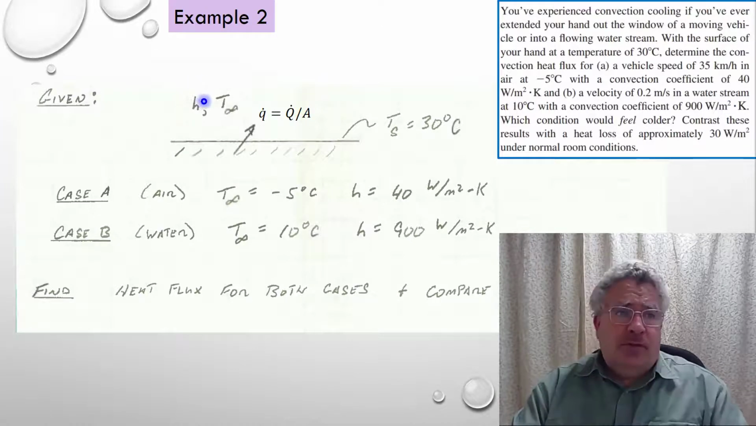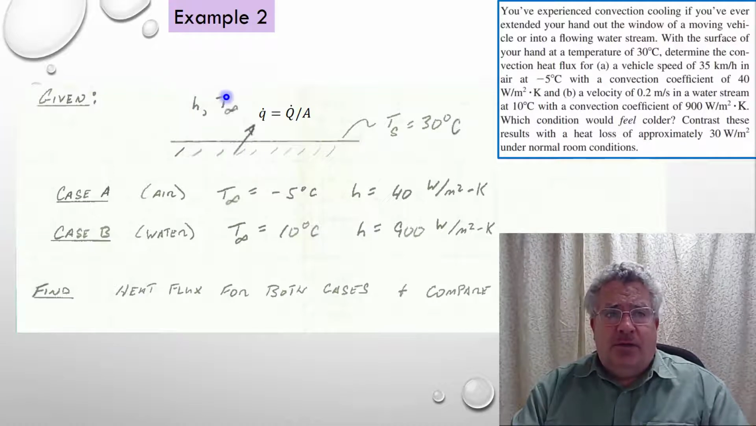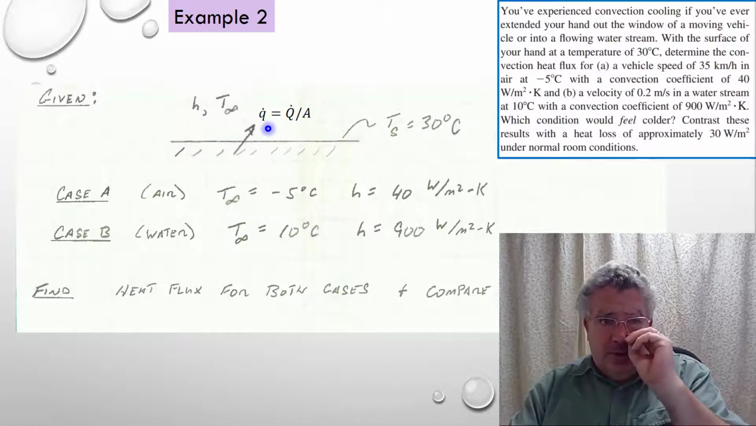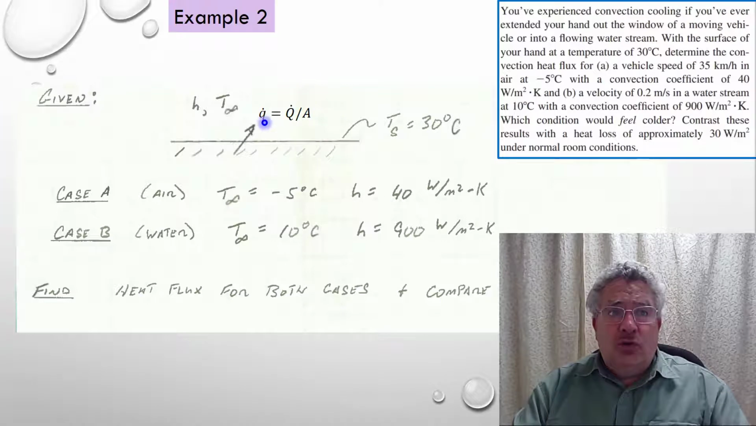So this is essentially a listing of our givens. We have an h and a T infinity for each condition. We're looking for the heat rate coming out of the surface. So I have it listed as Q dot here. Just wanted to make sure that we have both of our terms. So Q dot would be the flux. So this would be capital Q dot, which is watts, and watts divided by some surface area would give me the small q dot, which is watts per meter squared.